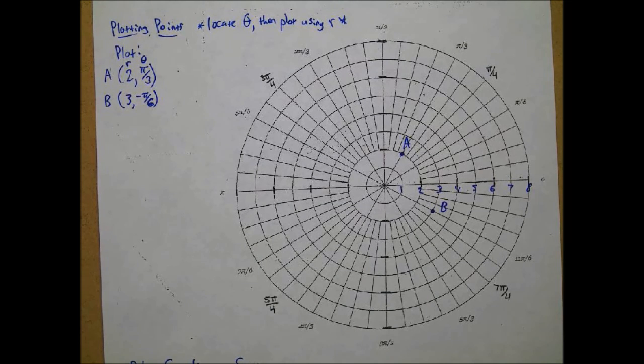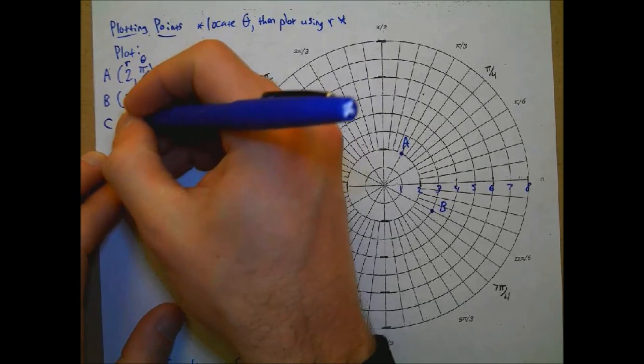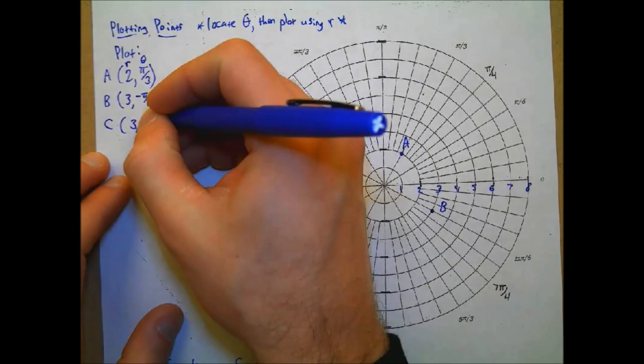All right. And let's plot another point here, C, and let's call it (3, 11 pi over 6).